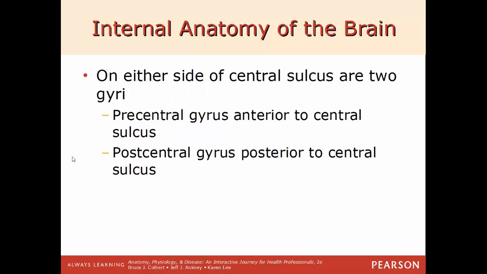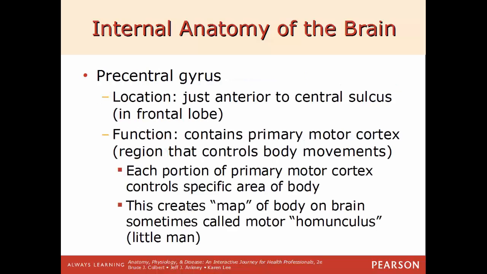On either side of the central sulcus are two gyri. You have the precentral gyrus and the postcentral gyrus. Precentral is anterior to the central sulcus. The postcentral is just posterior to the central sulcus. All right, first we'll talk about the precentral gyrus. Location, like we just mentioned, just anterior to the central sulcus in the frontal lobe.